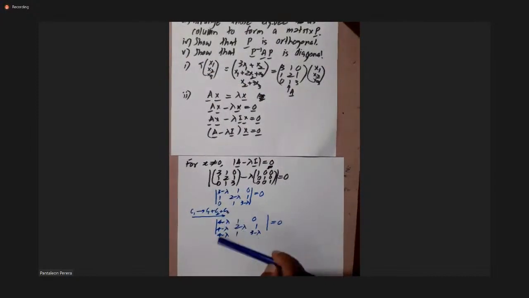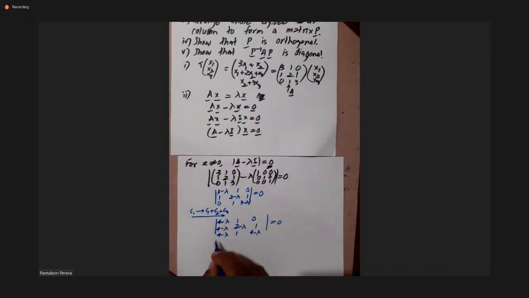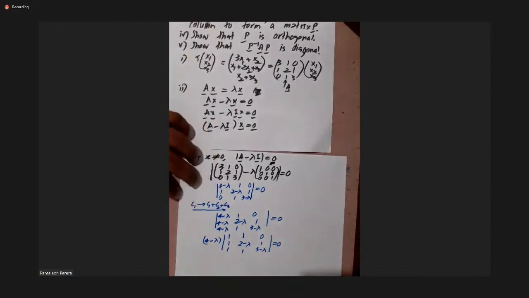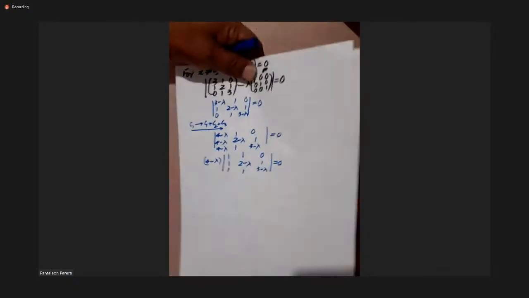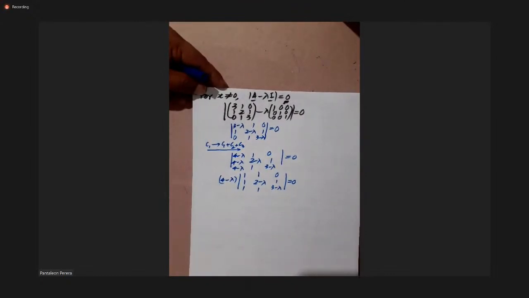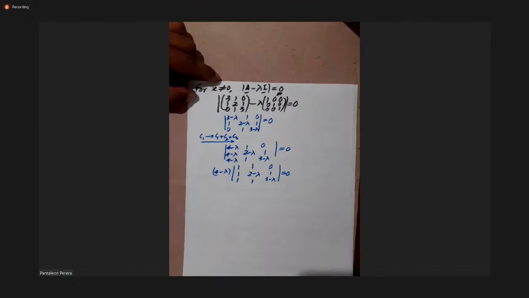Now, if you have one row or one column with a common factor, you can pull it out. We did that earlier, right? We did the same example. Those are the properties of determinants. You can multiply any row by a constant and add it to another row, and it doesn't change the value of the determinant. The same is true for columns as well.